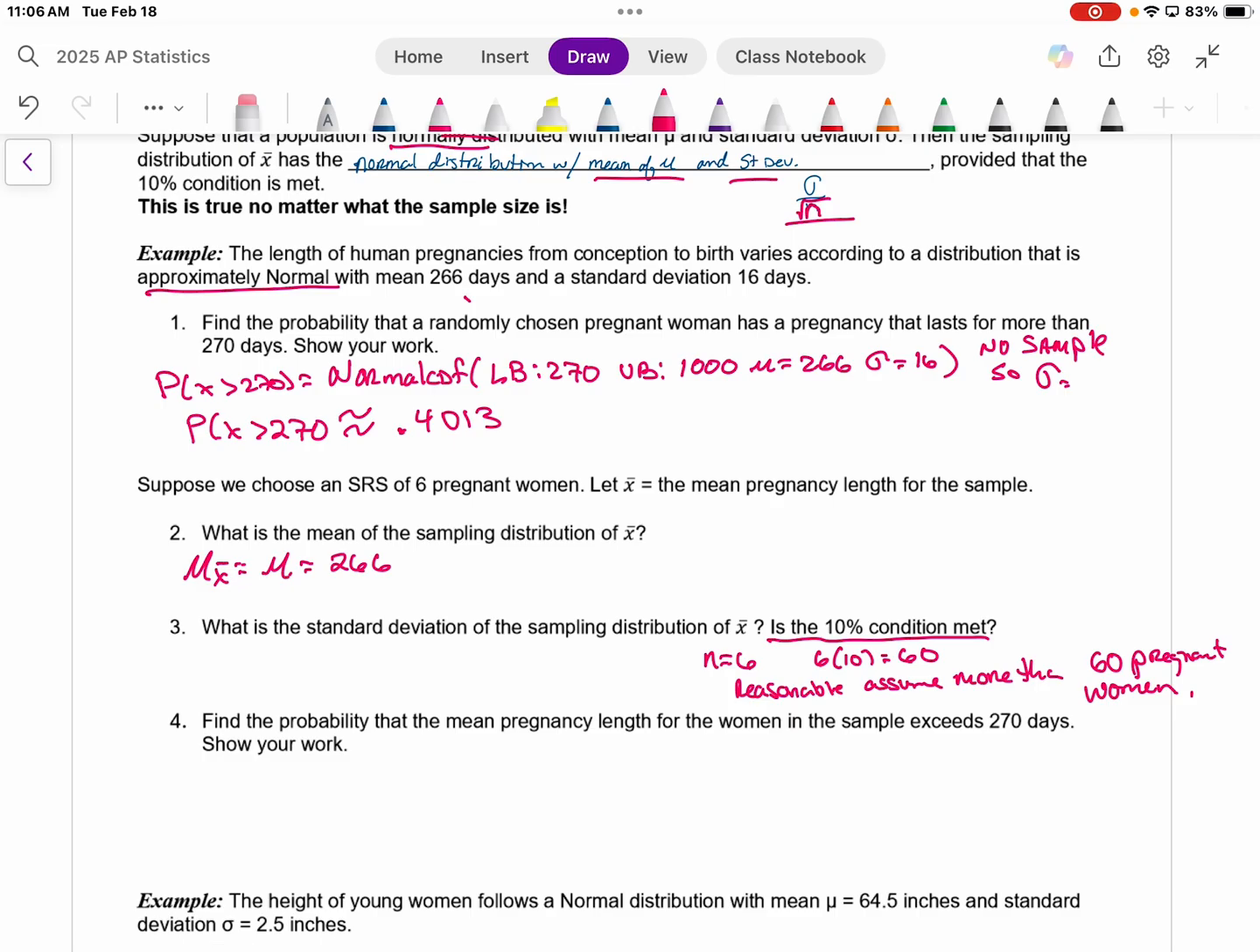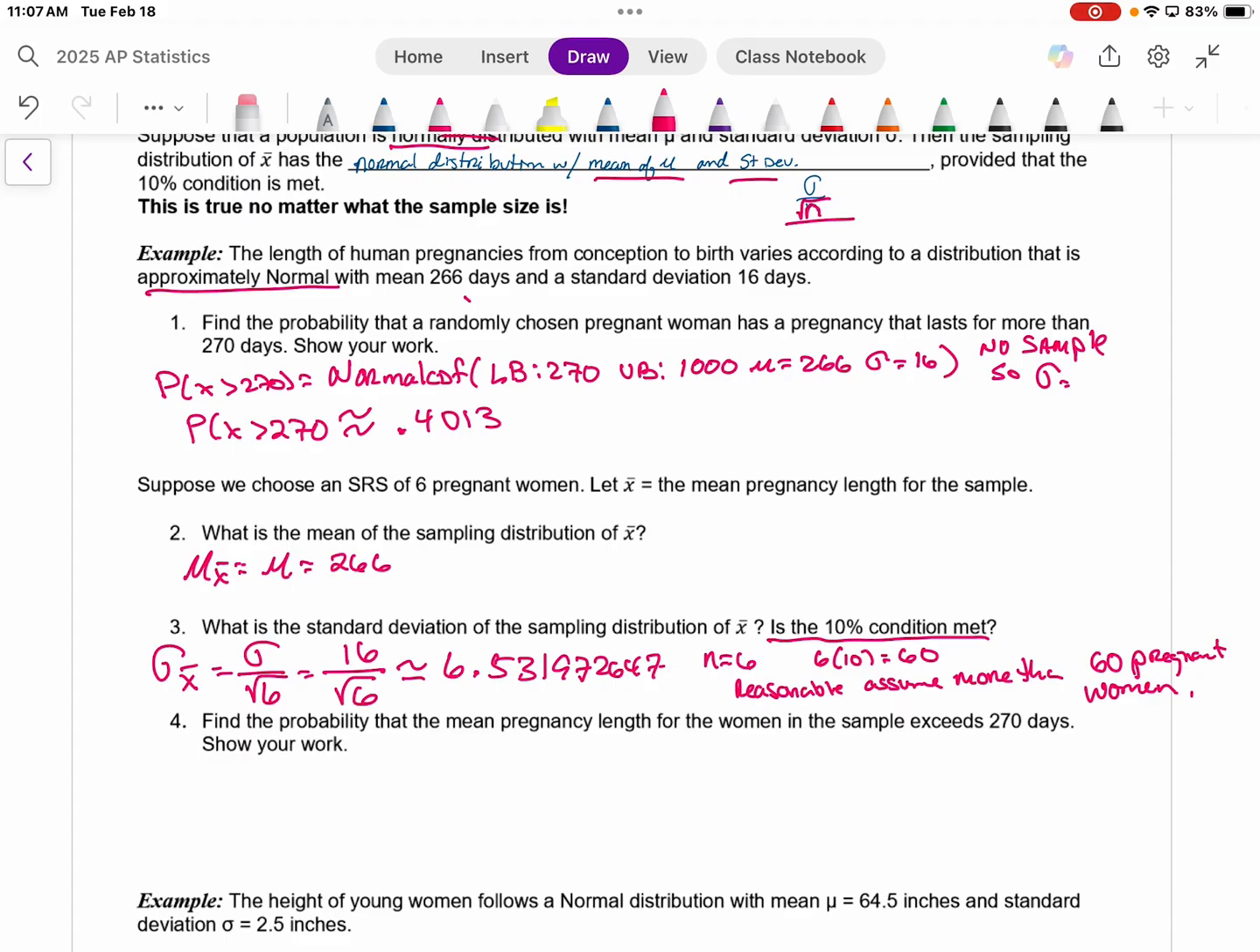So now I can do the standard deviation. The standard deviation of X bar is equal to the population deviation divided by the square root of the sample size. So the population standard deviation was 16, divided by the square root of 6. That gives us the following decimal, 6.53197267. Now, why did I write those all down? That way we have it for the normal CDF feature.